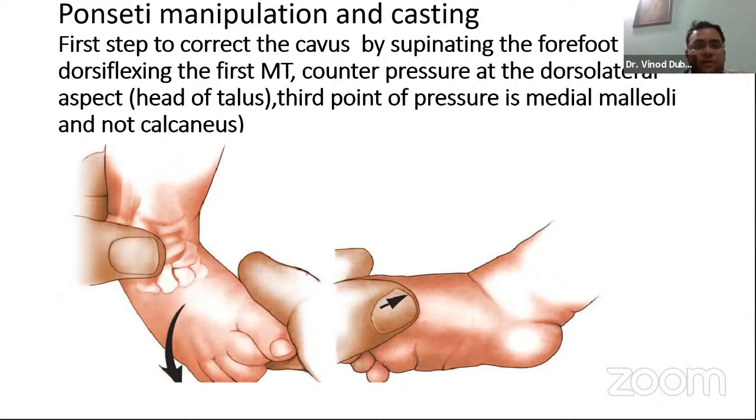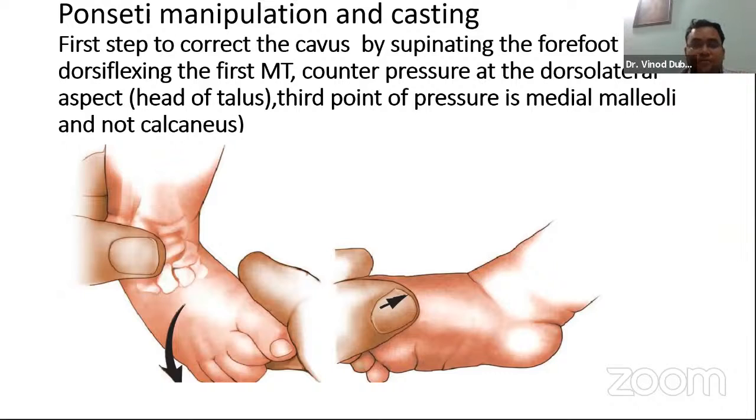If you put pressure on the head of the talus, and with the other fingers you hold the great toe and the forefoot and manipulate, in this manipulation you are actually trying to evert the calcaneum out of the deformity. The first step is always to correct the cavus by supinating the forefoot. Here, with the help of the other finger, we dorsiflex the first metatarsal or the great toe, and we apply a cast.